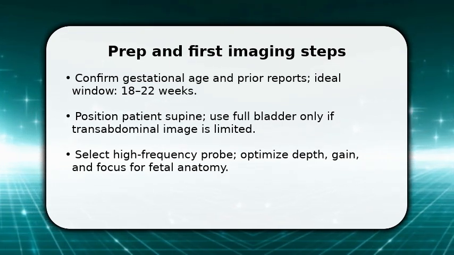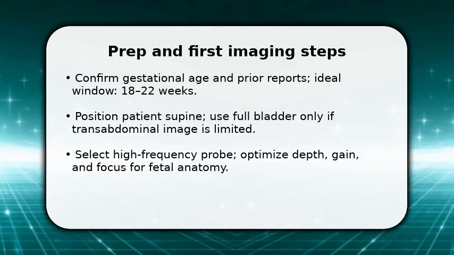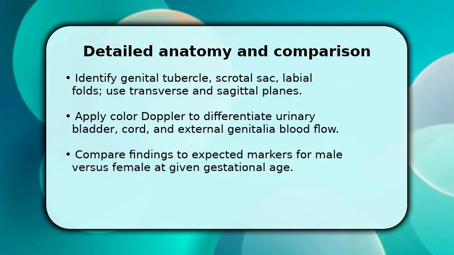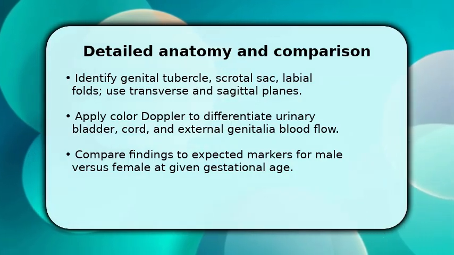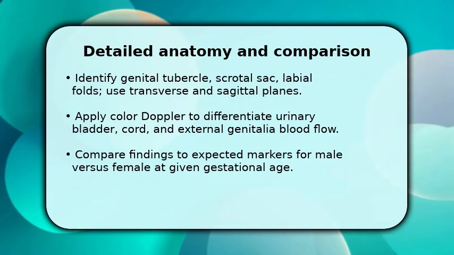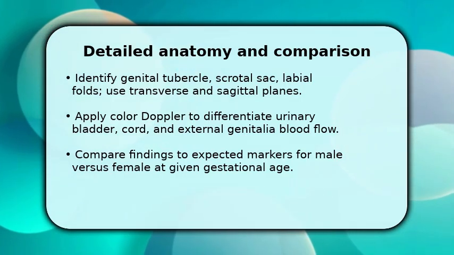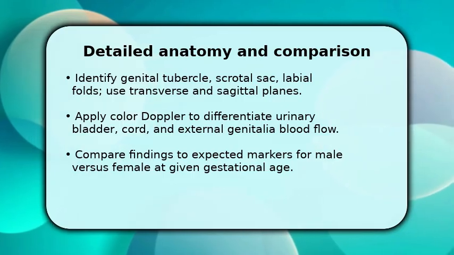You now focus on detailed anatomy. Locate the genital tubercle, scrotal sac, or labial folds in both transverse and sagittal planes because views alter interpretation. Apply gentle colored Doppler to distinguish bladder and cord vessels from vascular genital structures and adjust angle to reduce artifact.